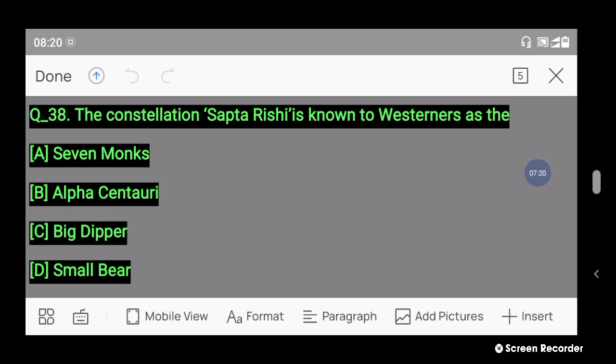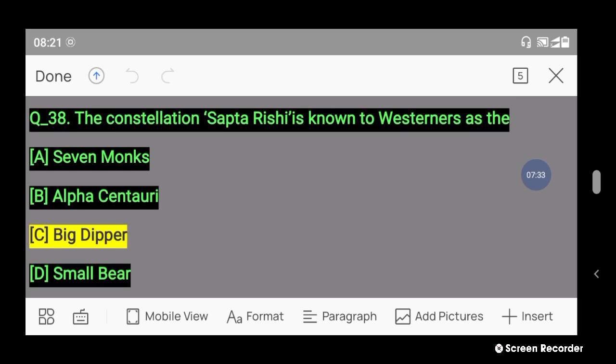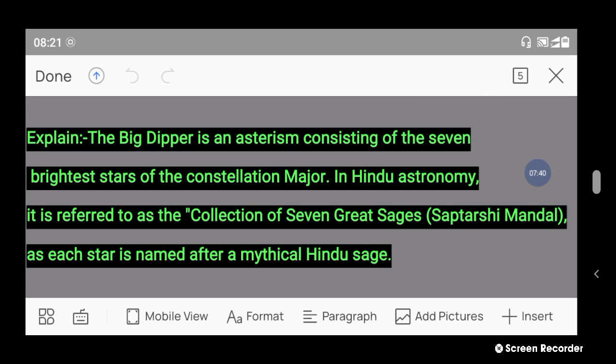What does question 38 say? The constellation known as Saptarishi is known in the West as the? Which of these four options is correct? Number C, Big Dipper. The constellation of Saptarishi is known in the West as the Big Dipper. Question 38, explanation.